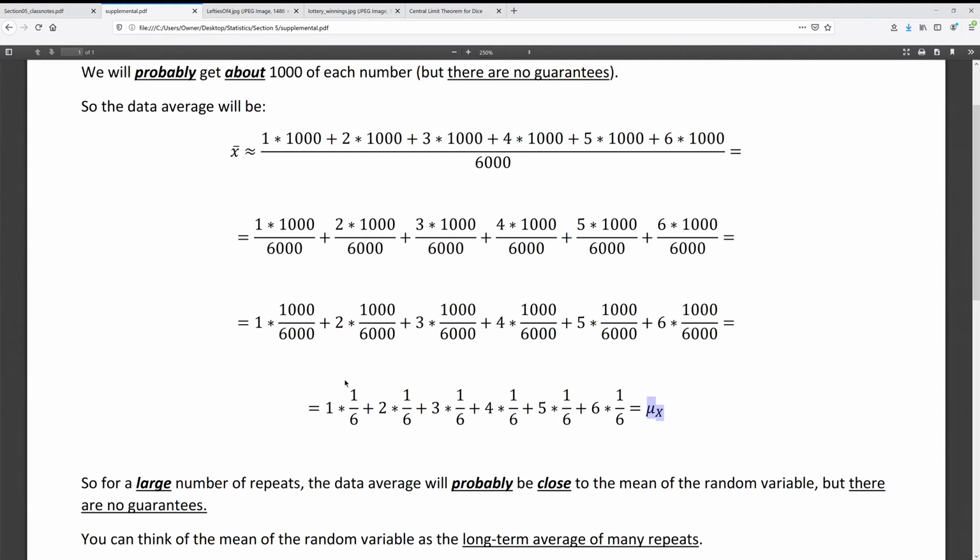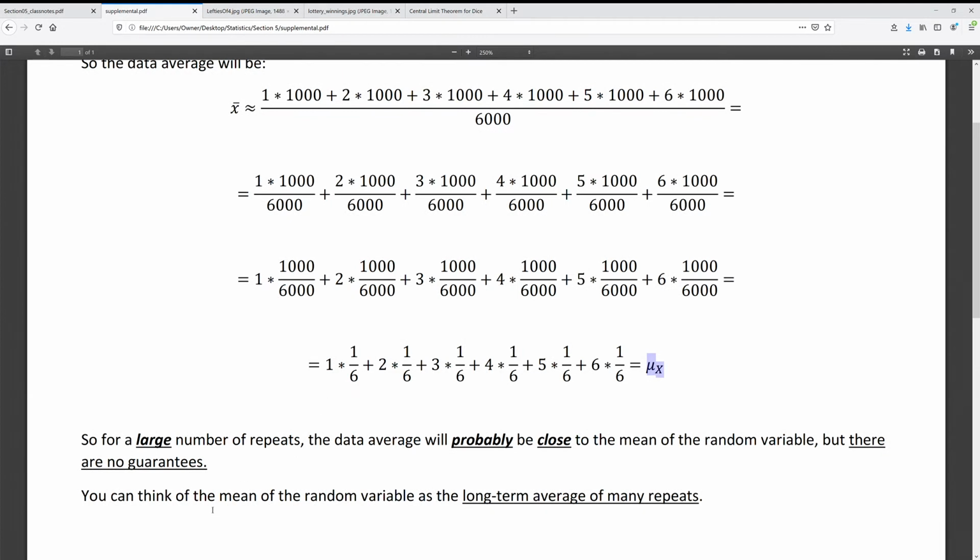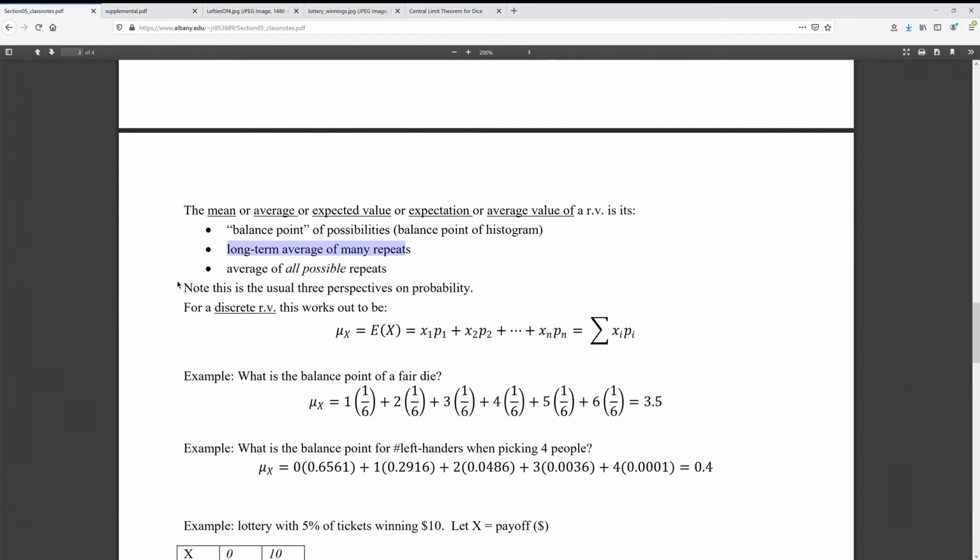So I'll put this all together for you in the following statement, but it just says that you can think of the mean of a random variable as the long-term average of many repeats. The more repeats you average together, the more likely it is you're going to get something very, very close to that theoretical balance point. Let's take another example.